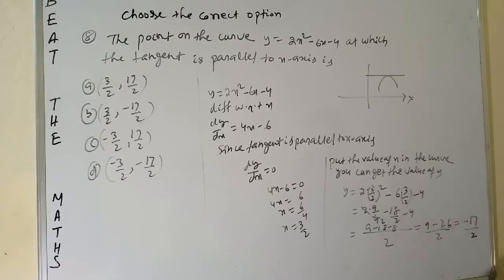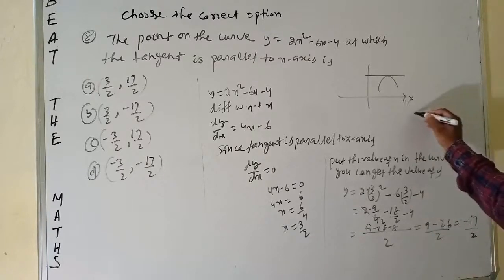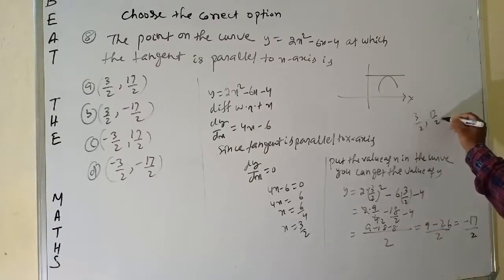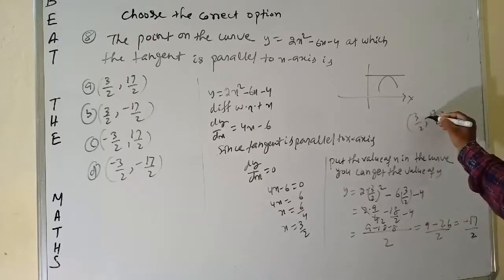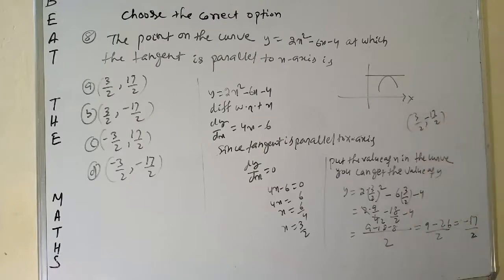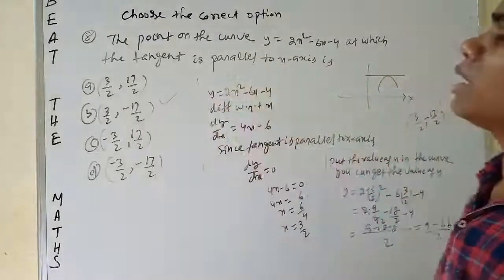So the point is x is 3 by 2, y is minus 17 by 2. 3 by 2, minus 17 by 2. So the correct option is B. This is the correct option. Pause the video, note it down.